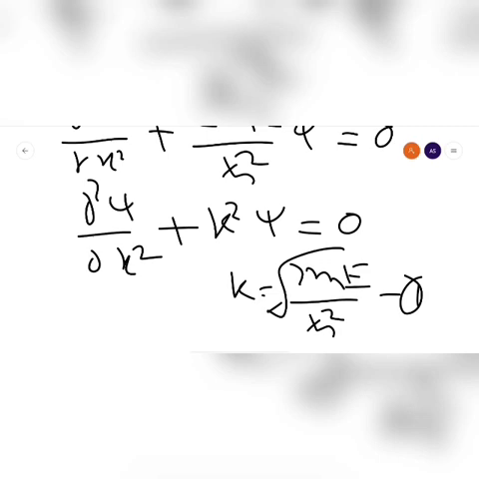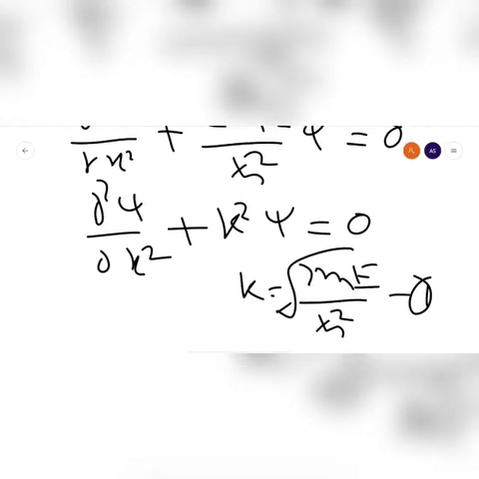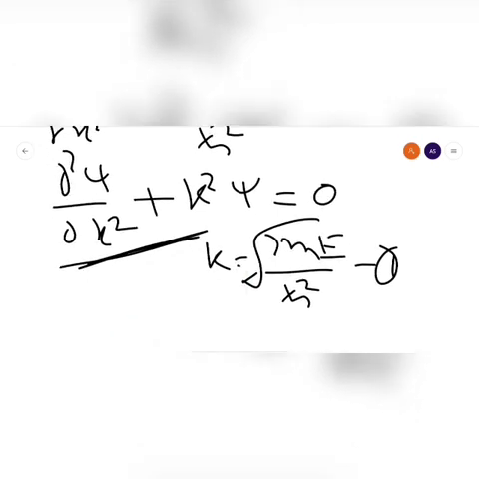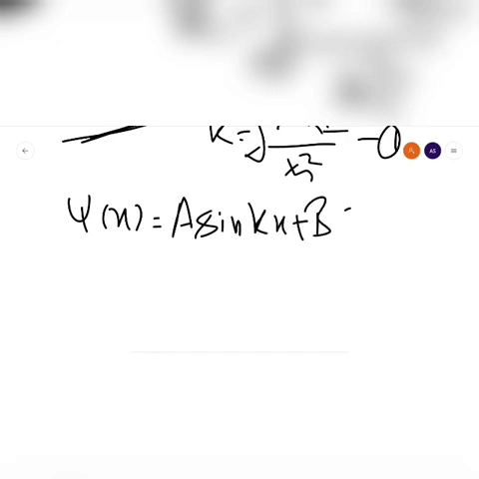Now the solution of this equation, you can write like that: psi of x is equal to A sin kx plus B cos kx. What is the boundary condition?